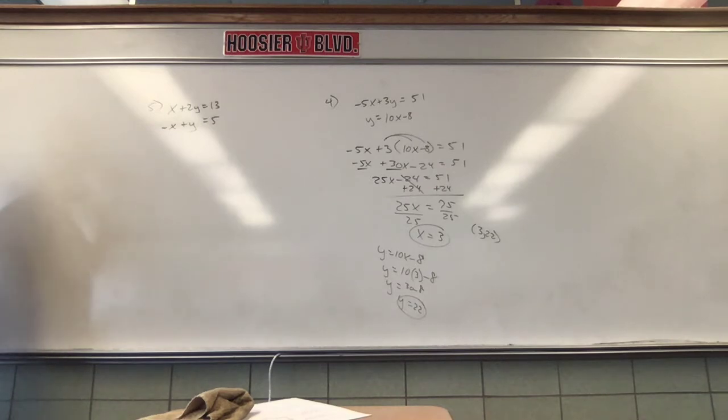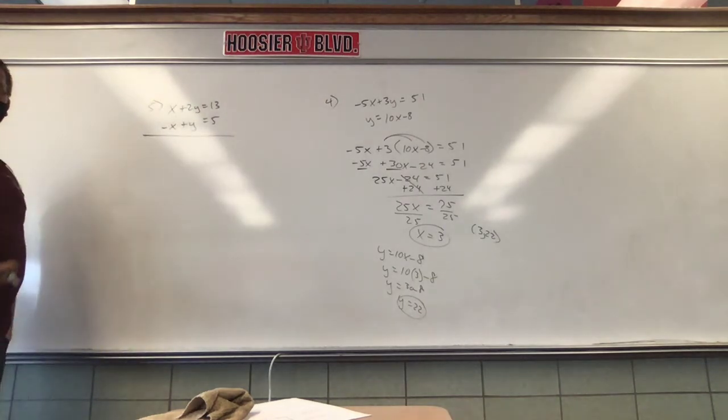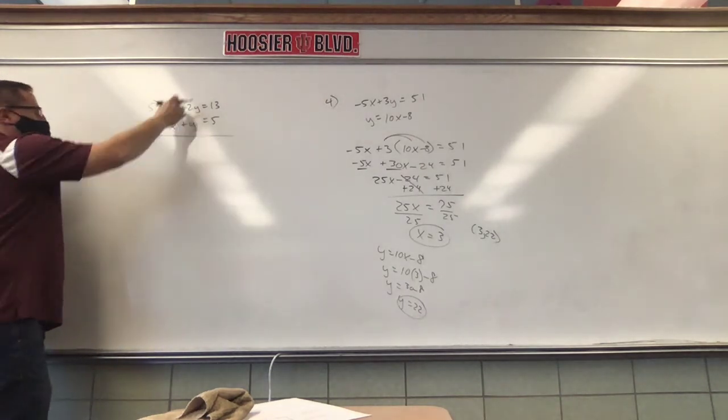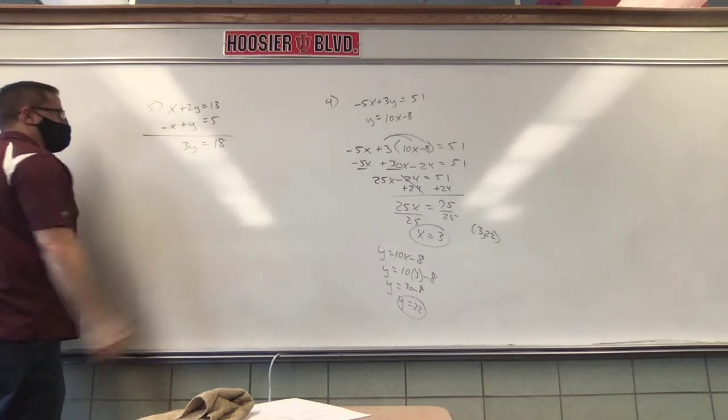And when we add them up, it's been a while since we did this. It's been a couple weeks. What's going to go away right now? The x's? X and negative x, we add them up. Cancel. These add up to nothing. These add up to what? 3y. These add up to 18. Then what? Divide by 3.